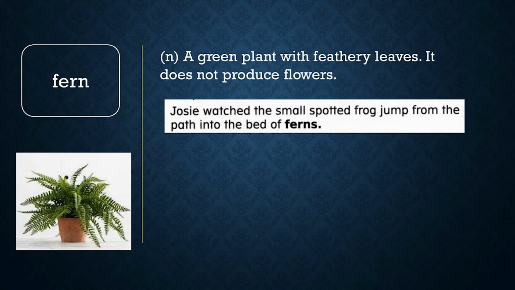Now, let's review word meaning. Yes or no? Tomatoes grow from ferns. If you said no, you're correct. No fruits or flowers grow out of ferns.